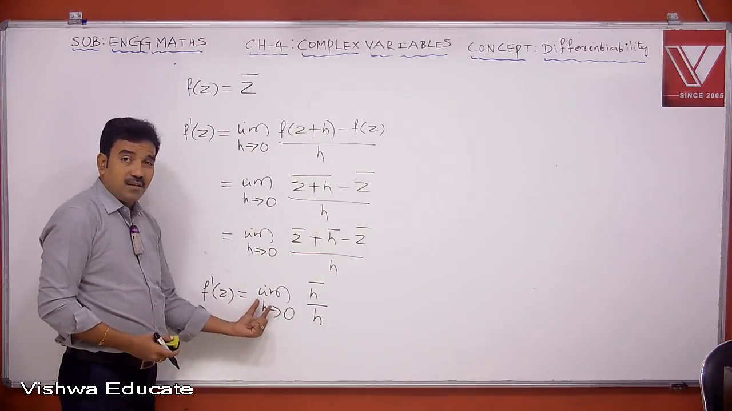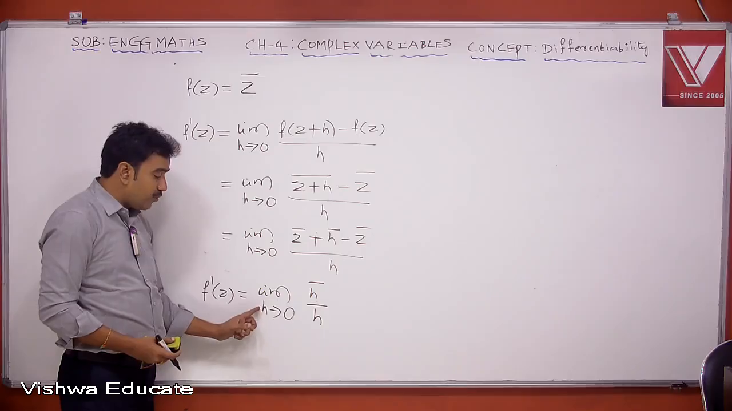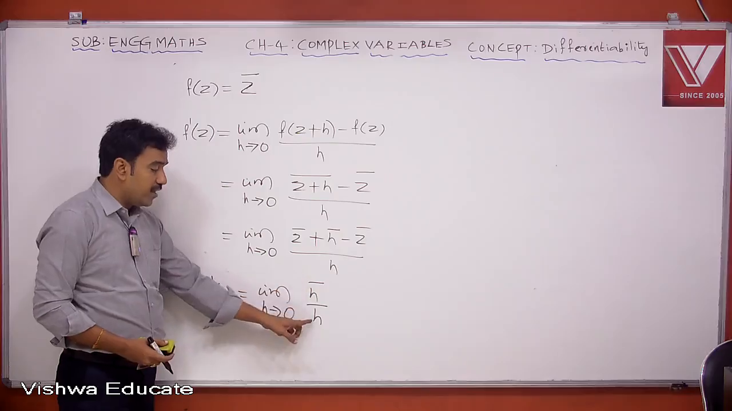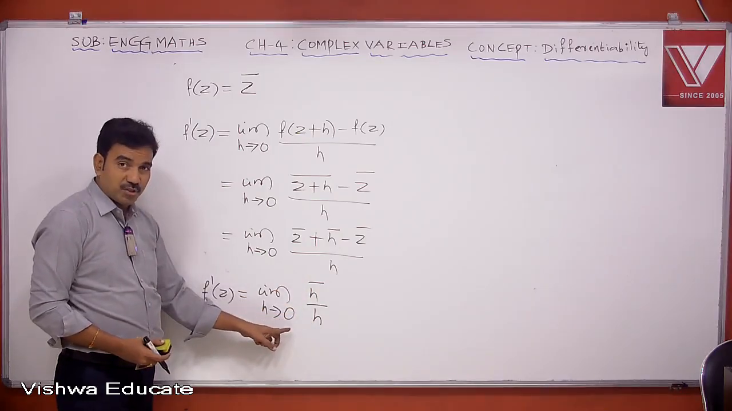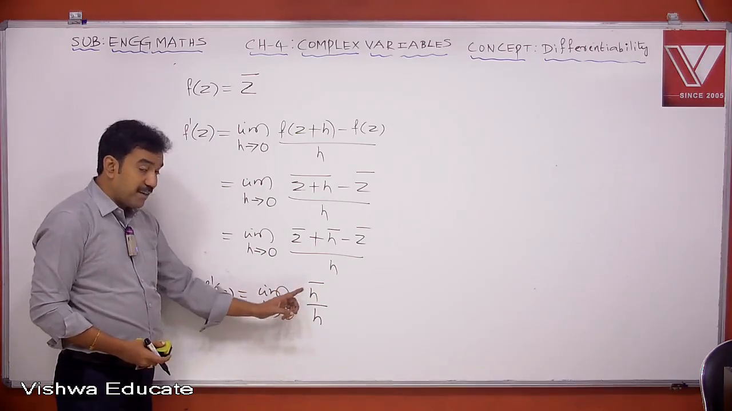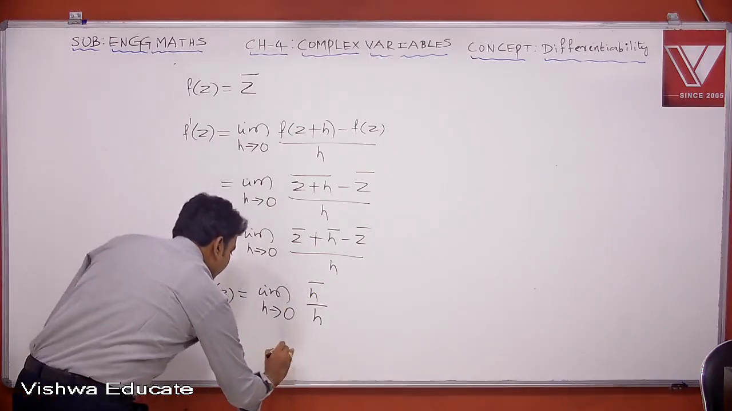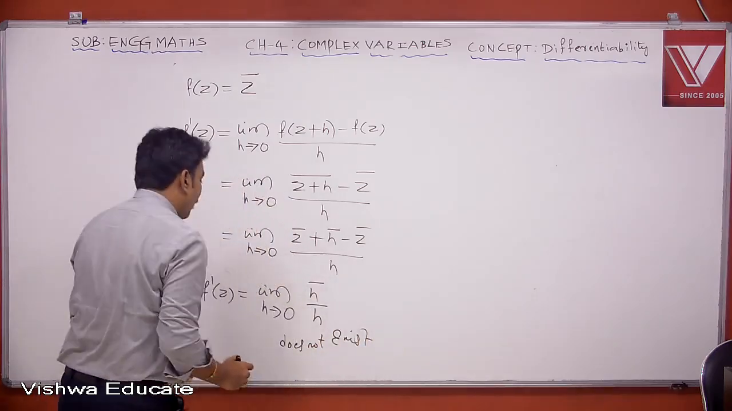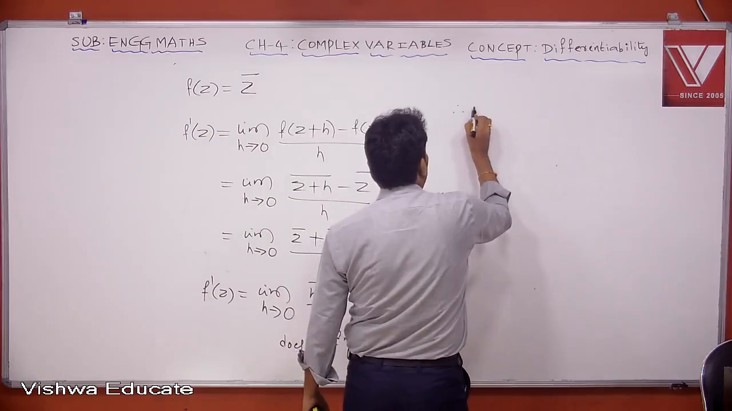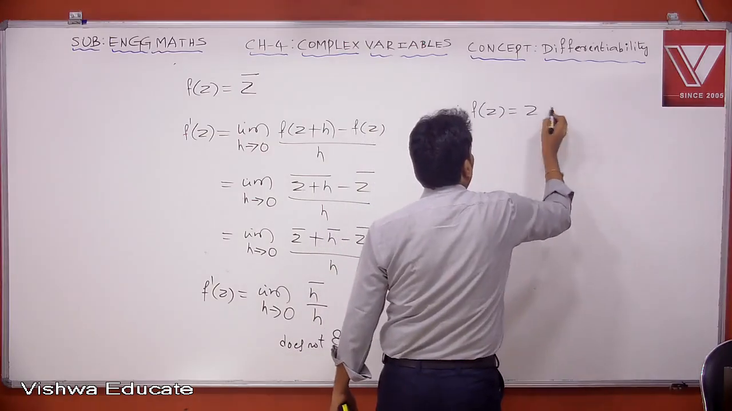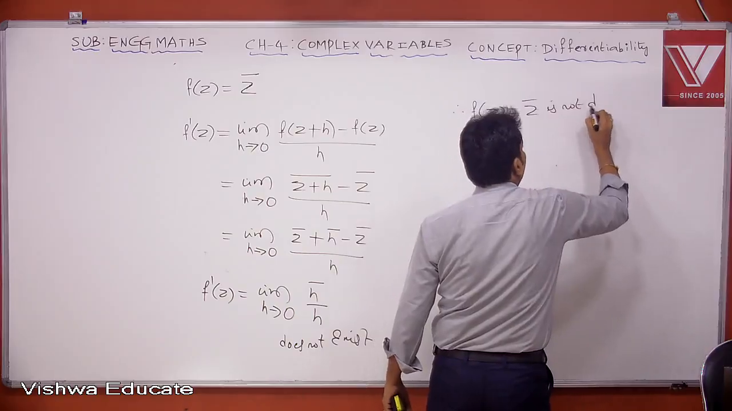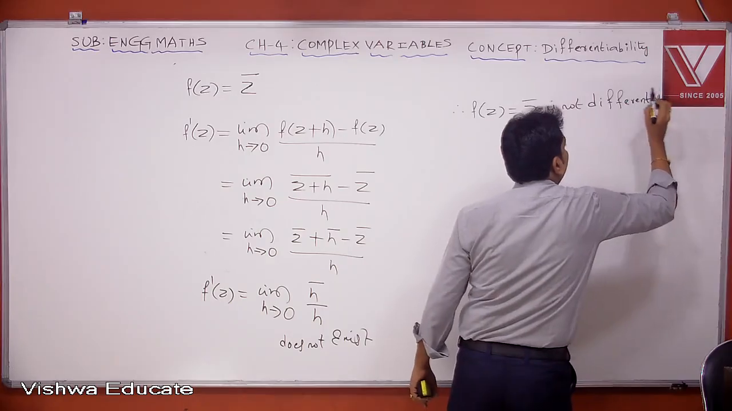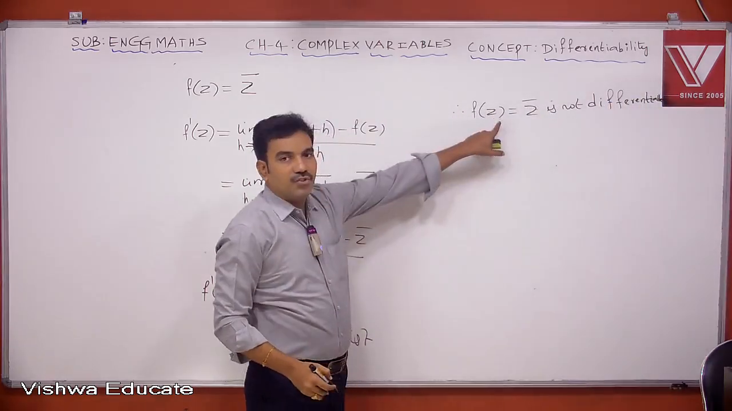But this is a complex variable. So in that case h value is gradually tending to 0. So when h is a complex number, h bar will not be equal to h. In that case you won't get any expression. So this limit does not exist. Therefore f dash of z does not exist. Therefore f of z equal to z bar is not differentiable.